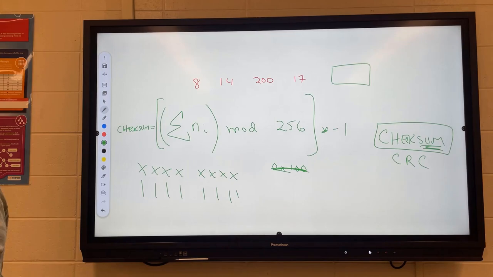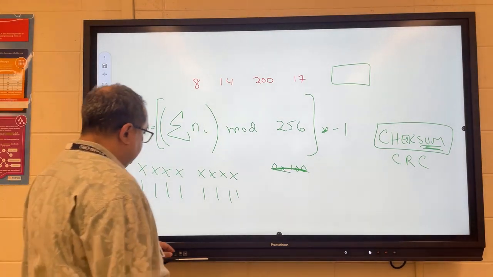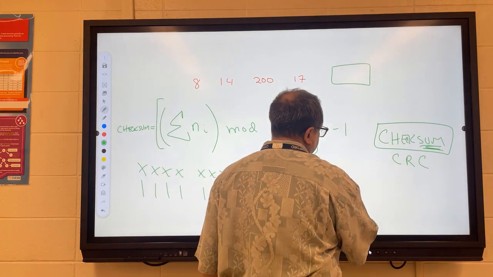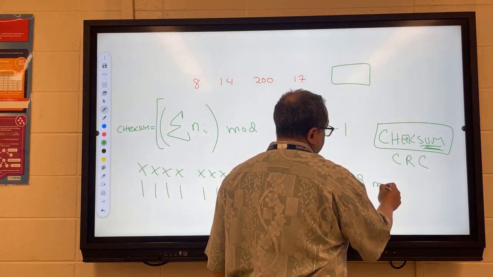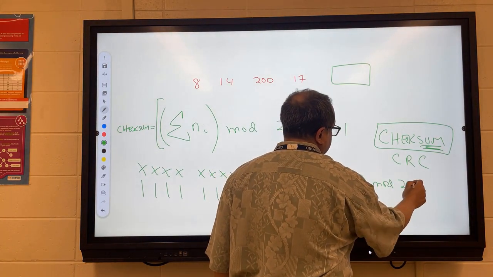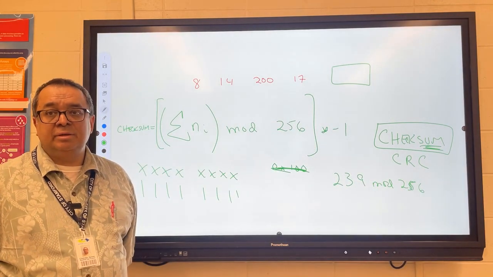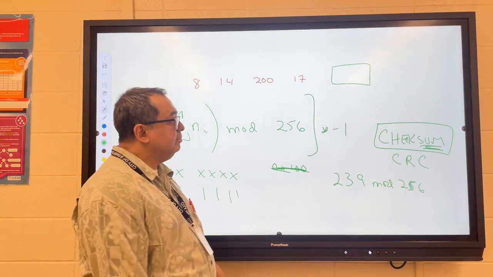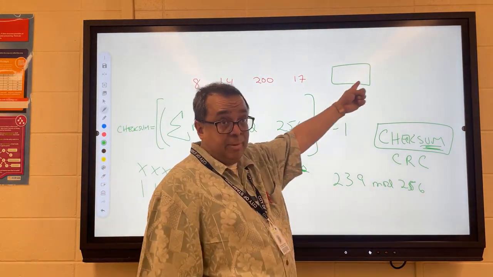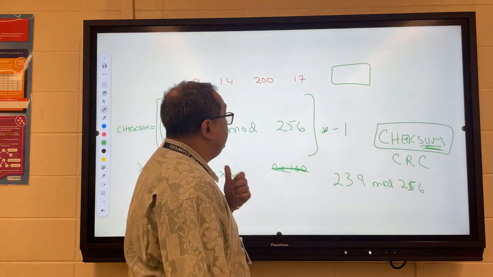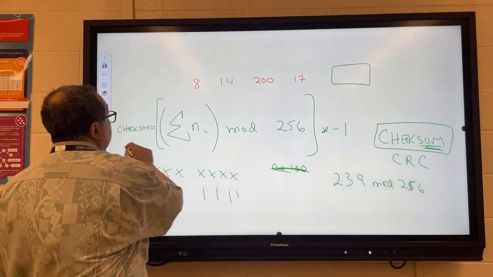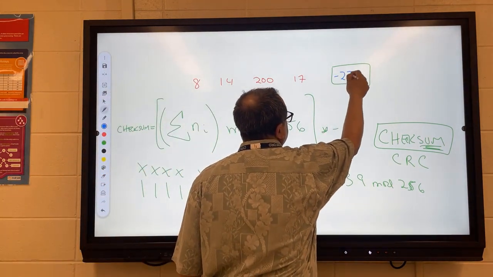Okay, has anyone successfully added all the numbers together? How much is the sum of all the red numbers? Who can tell me? 239. Next question, if I go 239 mod 256, how much is that? Yes, 239. So what would I put in the green box? Negative 239. So in the green box, I'm going to put minus 239.